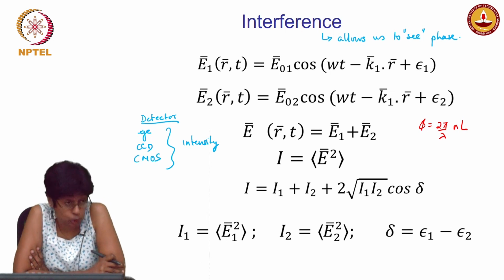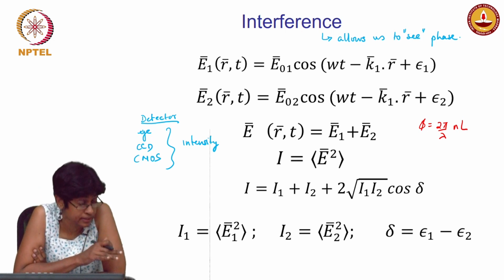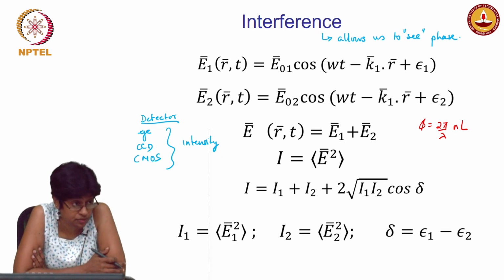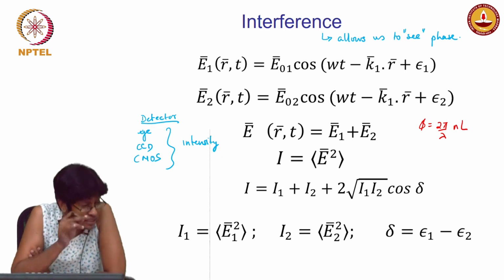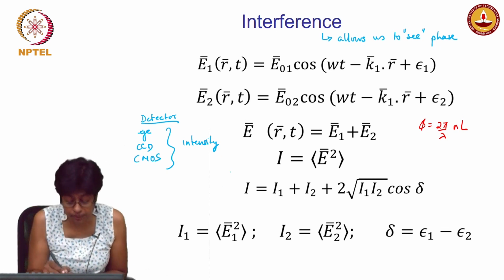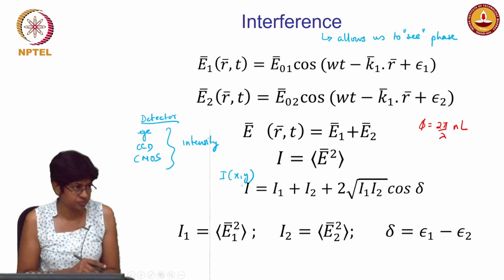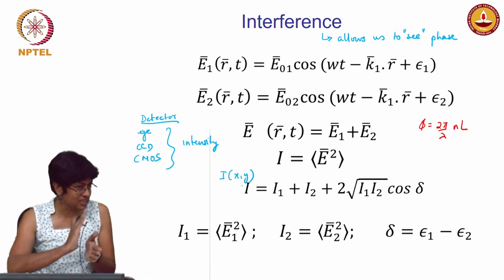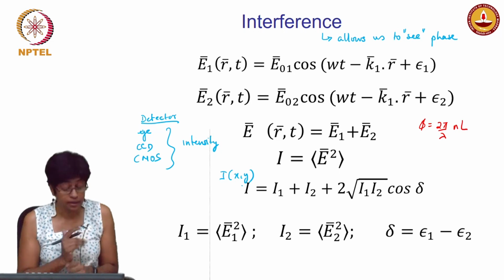I still don't know exactly how I'm going to get the phase. I'm telling you it allows us to see phase, but the CCD array is still responding to intensity. So if I were to have, I've just written it like this, but it could be a function of x, y. So it means there's an intensity distribution, okay.